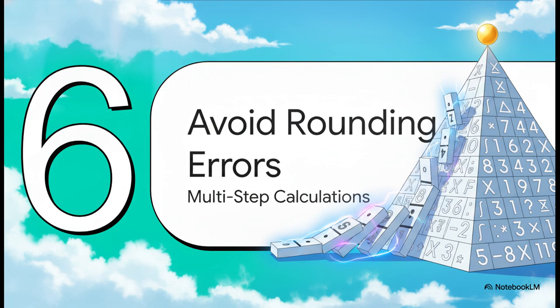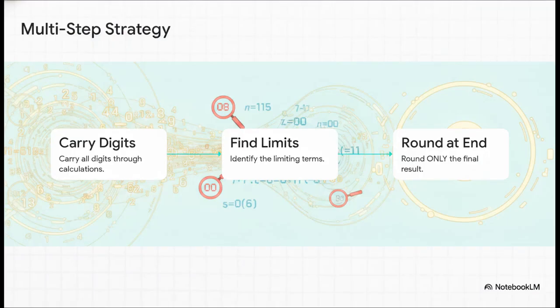Finally, we reach the top of the pyramid. Section 6, avoiding rounding errors. Look, when you're tackling a long chain of calculations, intermediate rounding is basically catastrophic. It causes this domino effect of error accumulation that absolutely destroys data integrity. This is especially true in iterative computer algorithms or complex statistical sums. The strategy here is strict. Carry as many digits as you possibly can, literally all the floating point numbers your calculator holds, through the entire calculation. Identify your limiting terms as you go, but round only the final result.